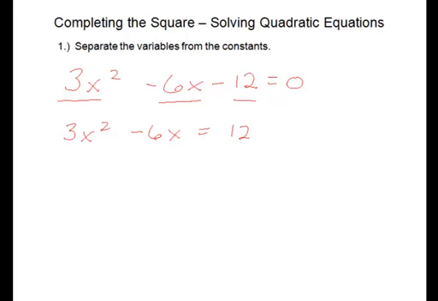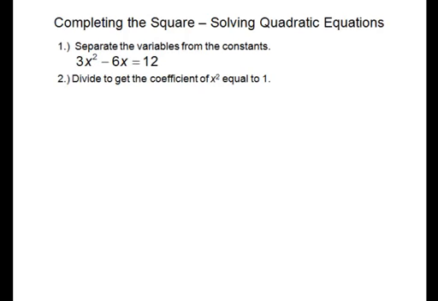The second thing I need to do is divide the equation to get the leading coefficient of x squared equal to 1. I can't begin to complete the square until this coefficient is equal to 1. So I'm going to divide both sides of the equation by 3, and when I do that I'm going to get 3x squared divided by 3 minus 6x divided by 3 equals 12 divided by 3, and that simplifies to x squared minus 2x is equal to 4.